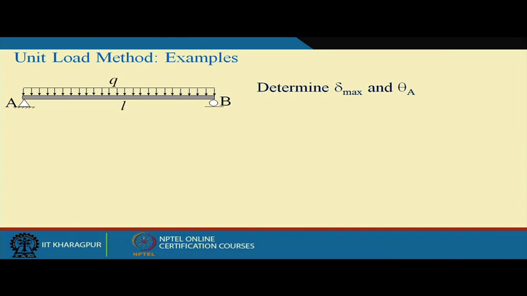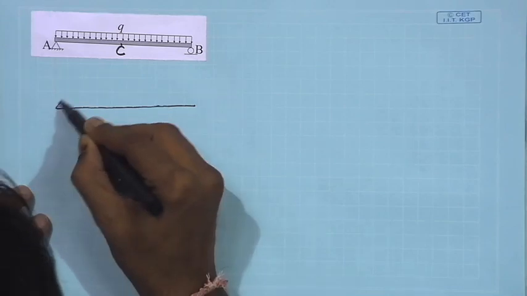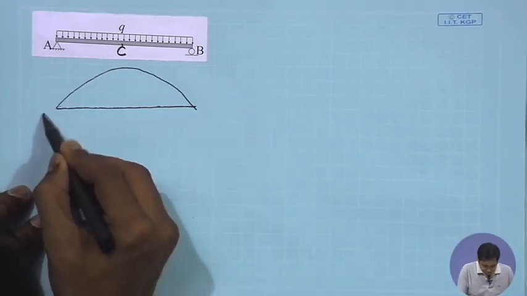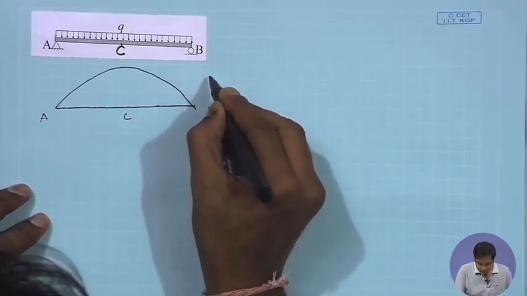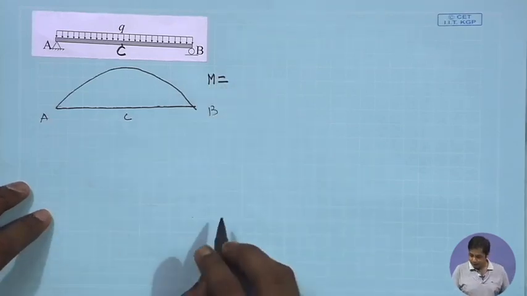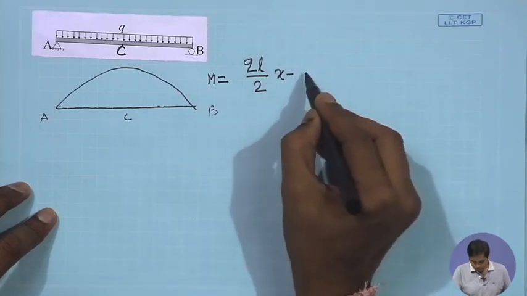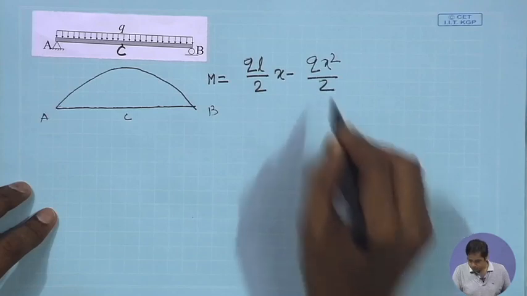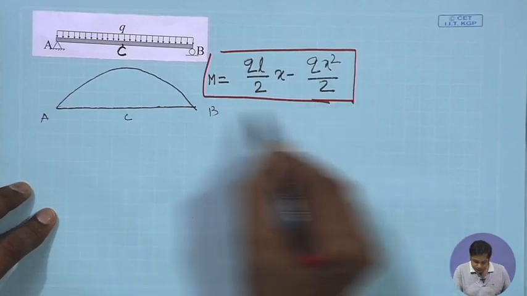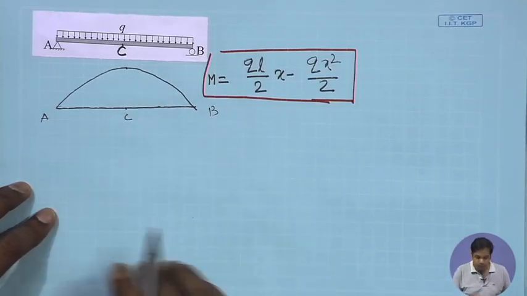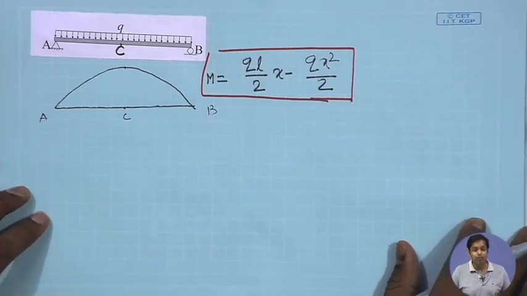Now, we know that for this problem the bending moment diagram is this, right. This is A, B, C, and the expression for bending moment, we know that m, which is a function of x, is equal to qL by 2 x minus q x square by 2. We have done it many times, and at the middle, at this point, your bending moment will be WL square by 8. So, this is capital M, right.